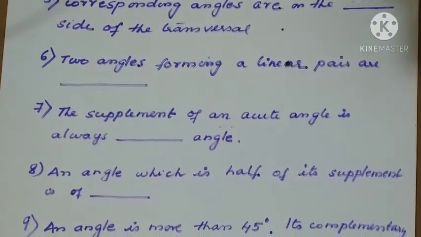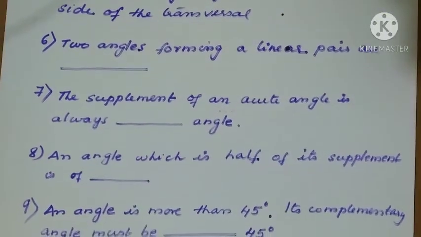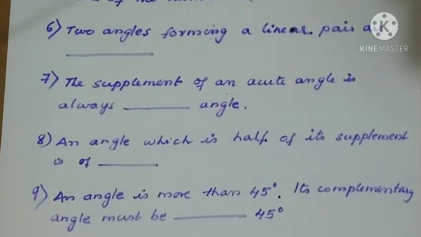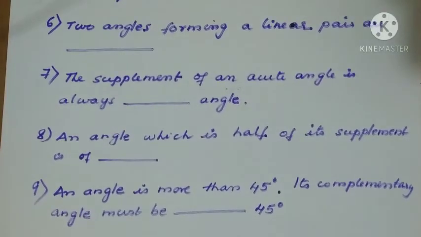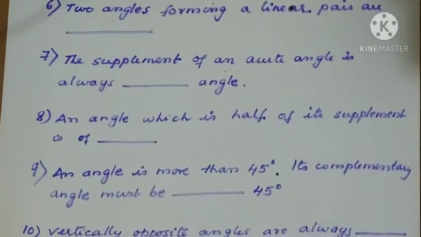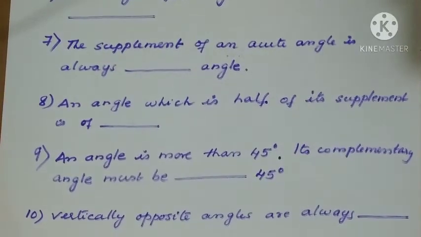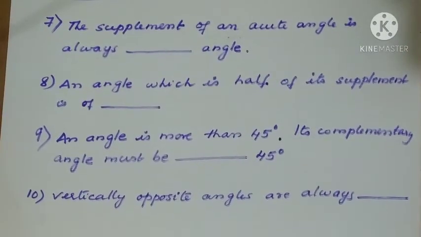Seventh question, the supplement of an acute angle is always dash angle. Eighth question, an angle which is half of its supplement is of dash degree. Ninth question, an angle is more than 45 degree, then its complementary angle must be dash 45 degree. Question number 10, vertically opposite angles are always dash. So try to complete the answers for these questions, and in tomorrow's class I will give the answers.